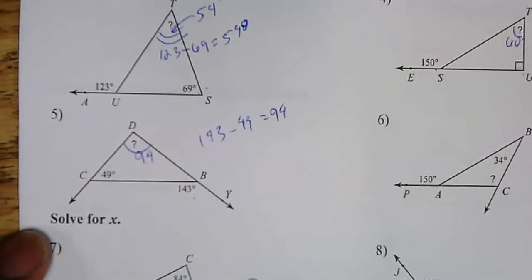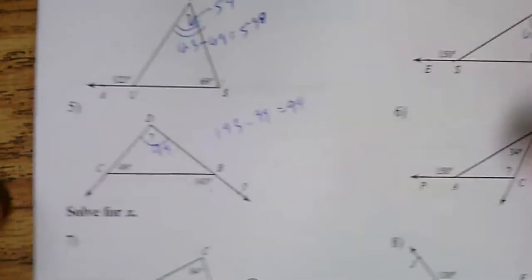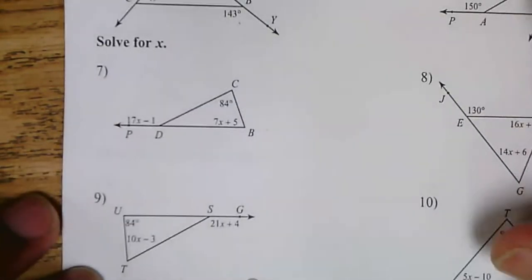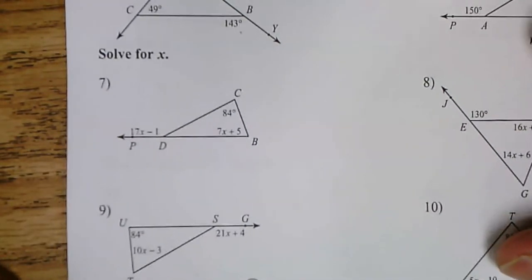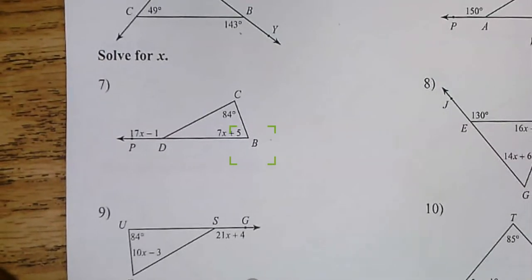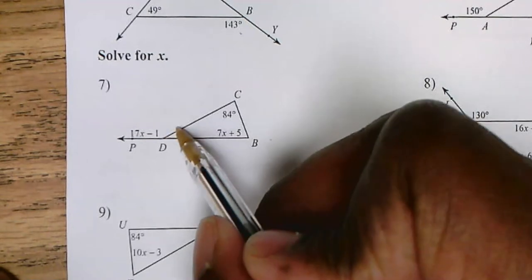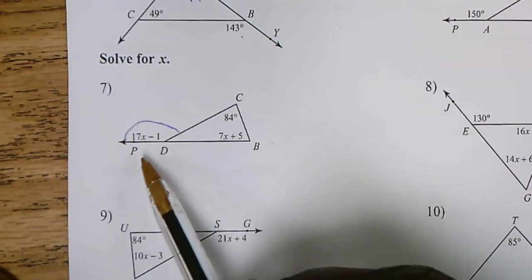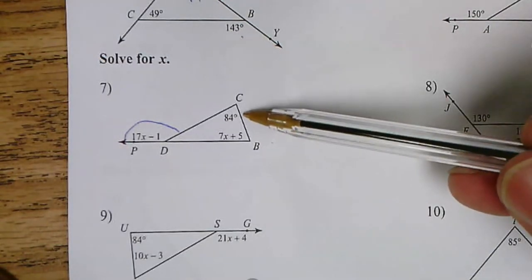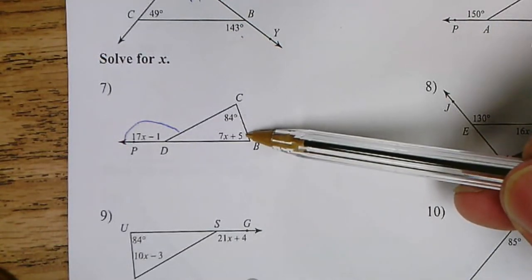All right, now let's take it up a notch. Let's go a little harder than just numbers. My next problem, everything is not numbers here. So it says the exterior angle here is 17x subtract 1. And the remote interior angles are 84 and 7x plus 5.